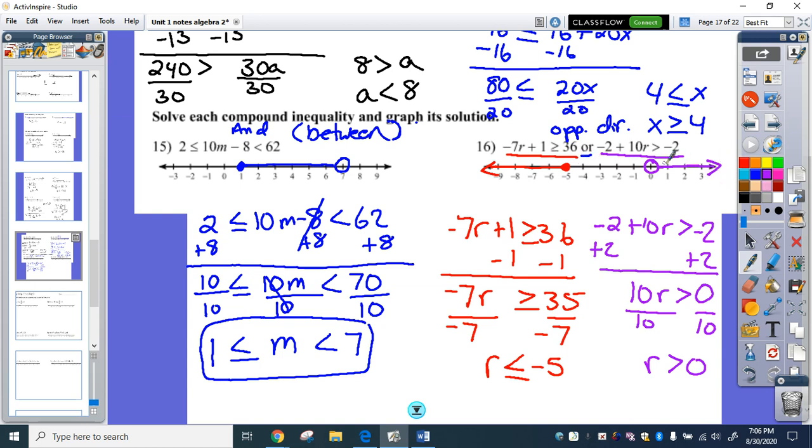So "or"s are going to have split answers that go in opposite directions. Sometimes they overlap, and that's okay. And then the "and"s are going to be shaded just in between. Again, we'll be covering more of this in a separate video, so don't worry if you're having a little bit of trouble.